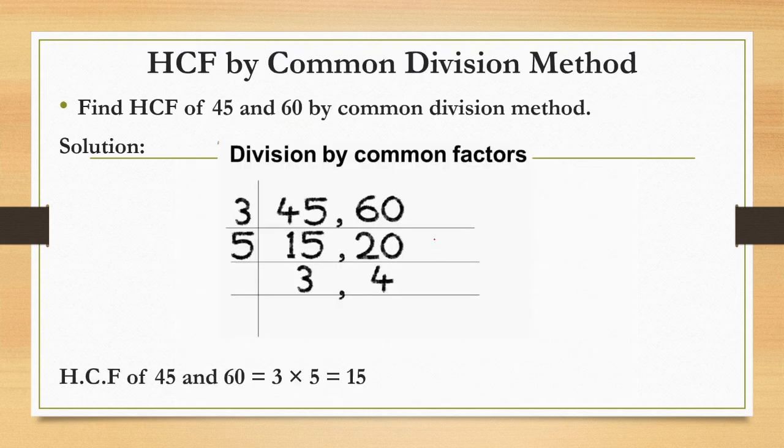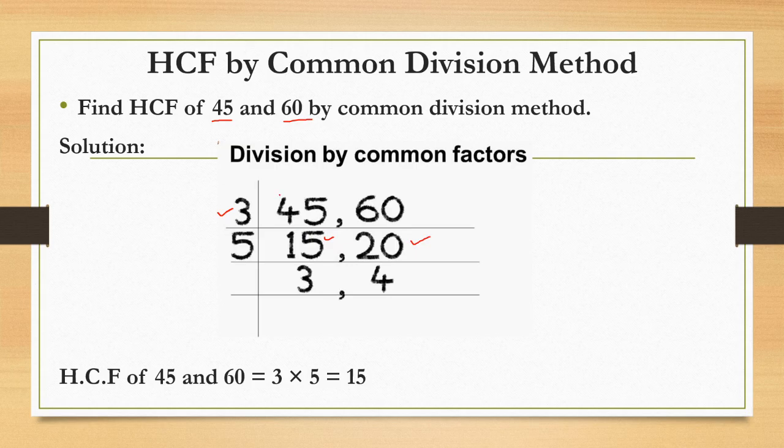Next we are going to use the common division method to find HCF. In the common division method, we are going to divide the numbers by a common prime factor. Okay, so we have to find the HCF of 45 and 60. Now we are going to divide 45 and 60 by a common factor. Now we know that 45 and 60 are divisible by 3, so we are going to divide these numbers by 3. After division by 3, we write here 15 and here we write 20.